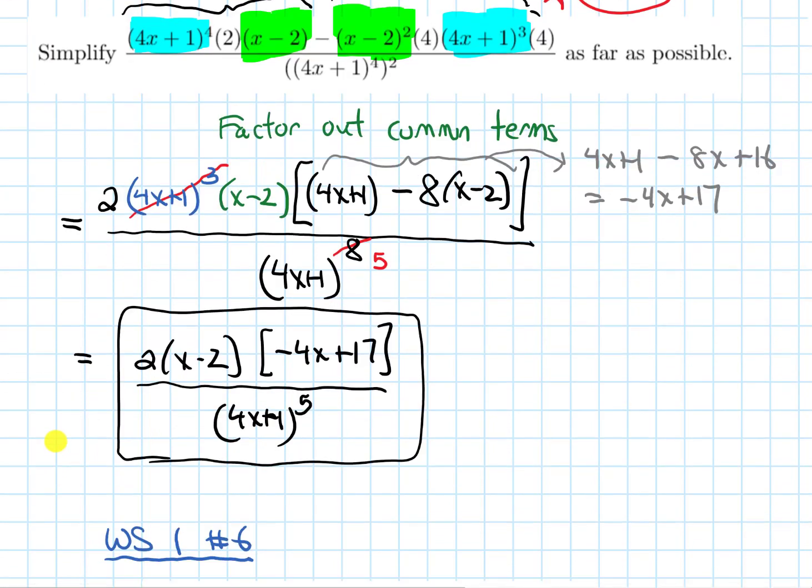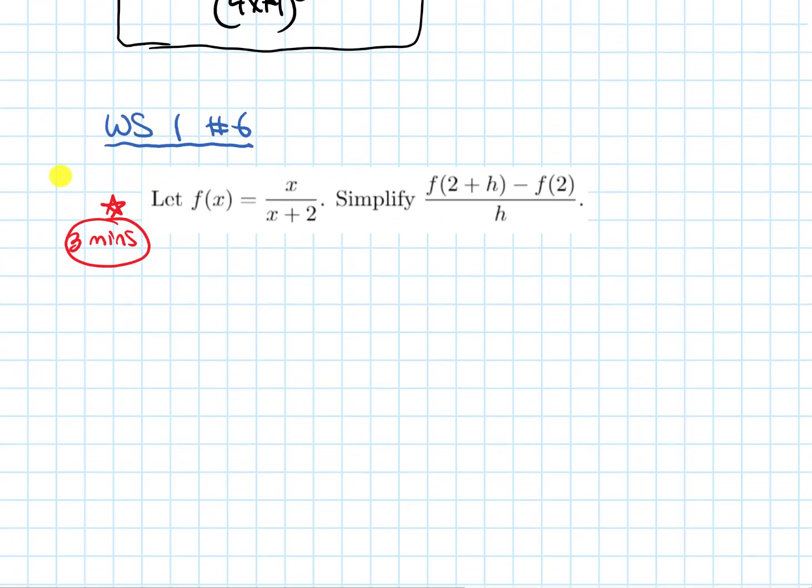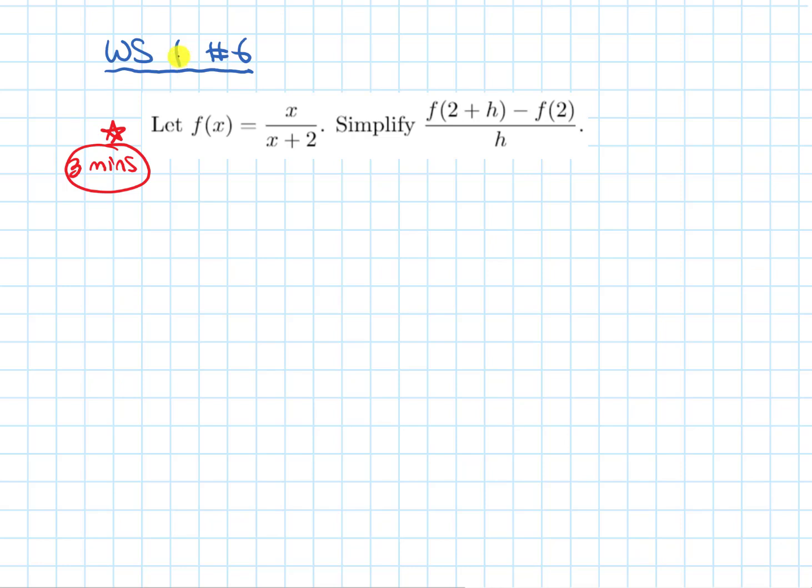So let's do another practice problem. So this is question number 6 from the worksheet. And as a reminder, these worksheets are all posted on B courses. So it says, let f of x be x over x plus 2. And I want to simplify f of 2 plus h minus f of 2 all over h. So remember that we've seen expressions like this before in lecture. We did one example sort of like this.